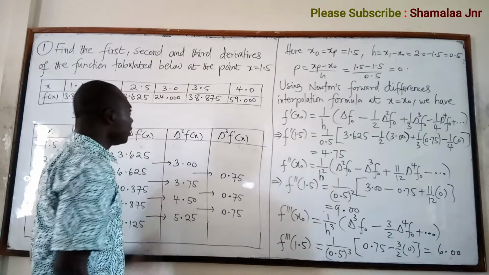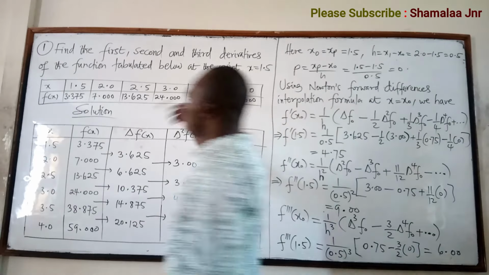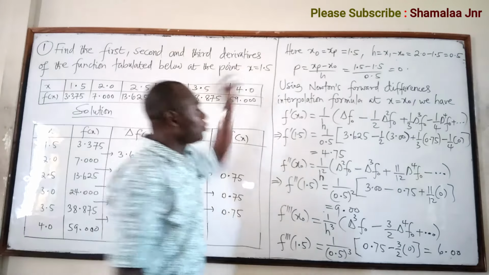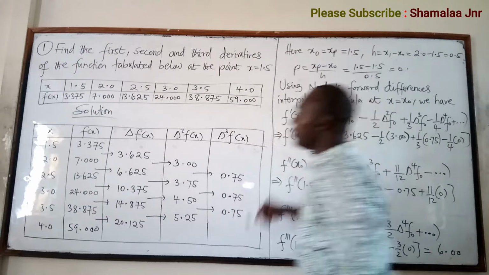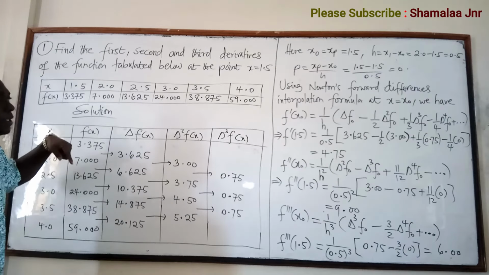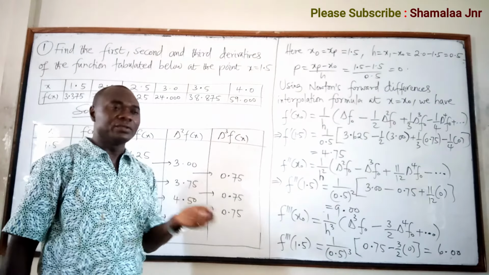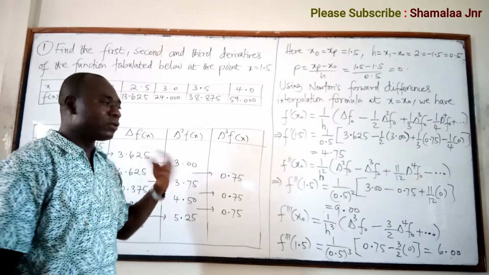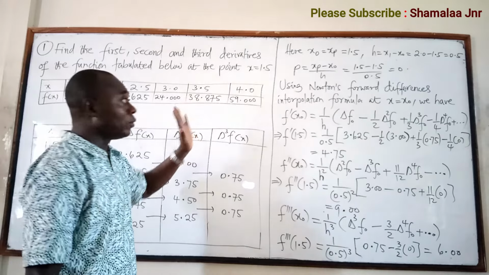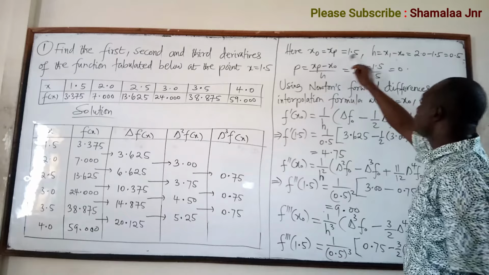Now having obtained this, we are saying that here you have been asked to find the first, second, and third derivatives of the function tabulated below at x equal to 1.5. So straight away it means that our x0 is 1.5. So xp will be equal to x0. If you watched the videos on forward differences interpolation, introduction to finite differences interpolation, backward difference interpolation, central difference interpolation, this will not be a problem to you at all. So xp is equal to x0, and this is equal to 1.5.